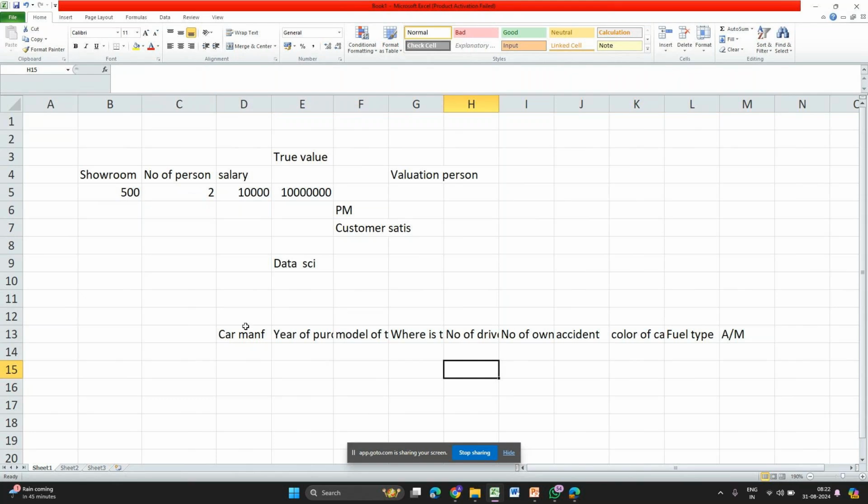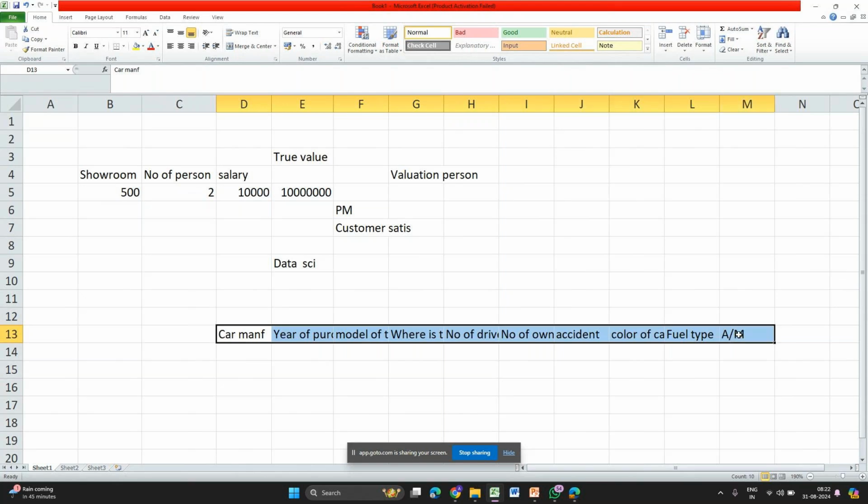Yes. So there might be a plus or minus one or two variables or information which the valuation person is taking, and he's coming to the final conclusion. Okay, based on these parameters, I'm deciding the car value will be 3 lakhs. Now that means these are the parameters which are deciding, which I'm taking as an input for my database.